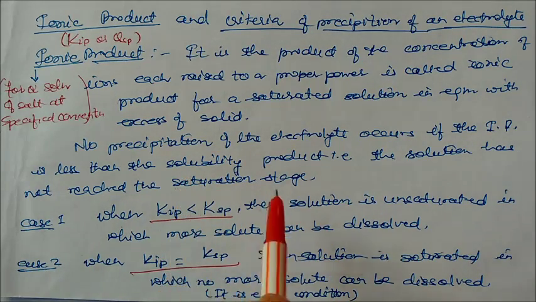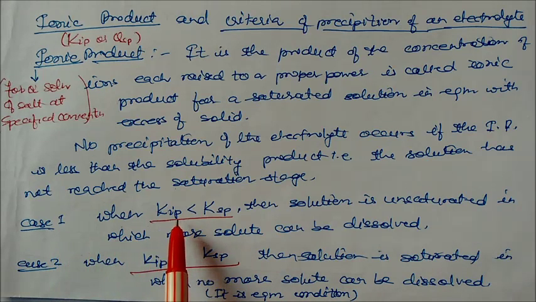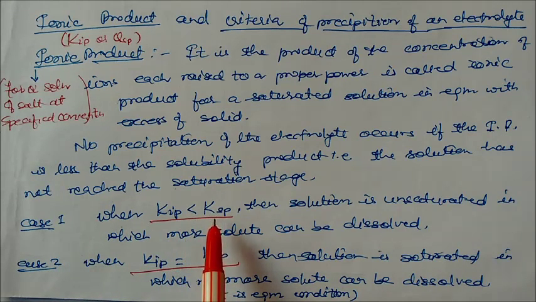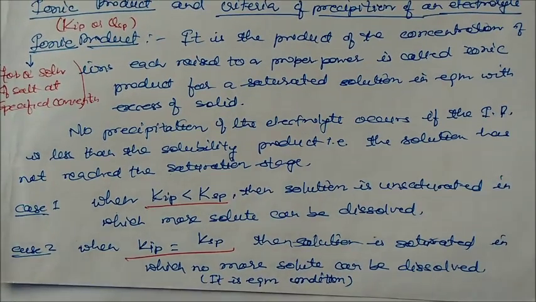So there are different cases. Let us see them one by one. Case 1: when the ionic product is less than the solubility product, the solution is unsaturated, which means more solid can be dissolved. But whenever both are equal to each other, the solution is saturated, and we cannot dissolve any more solid in the solution. This is an equilibrium condition.